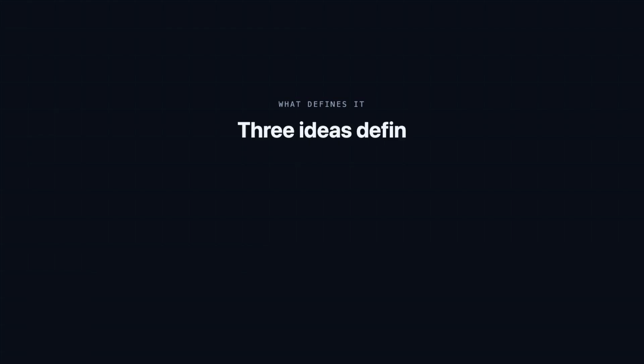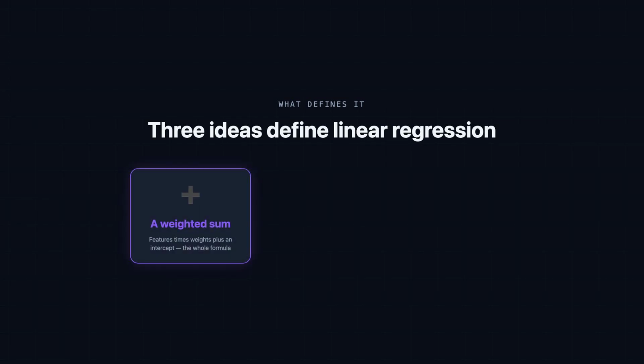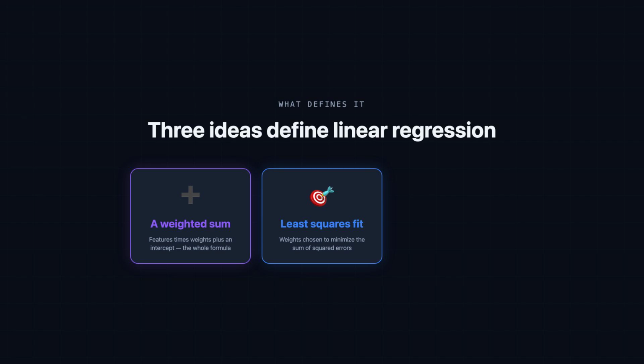Strip everything away, and three ideas make linear regression what it is. The model is nothing but a weighted sum of the features plus an intercept. That is the whole formula. Its beautiful simplicity is exactly why it trains fast, runs anywhere, and stays easy to reason about. The weights are chosen to minimize the sum of squared errors. For small problems, there's a neat closed-form solution, the normal equations, and for large or wide data, we lean on gradient descent to find the same answer step by step.